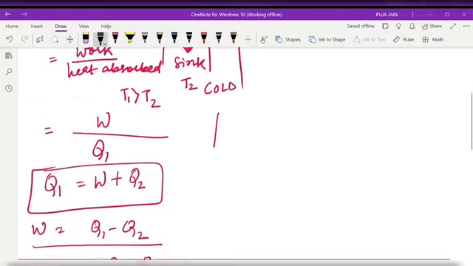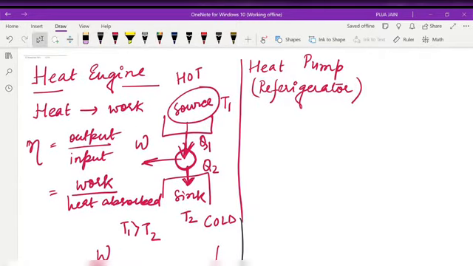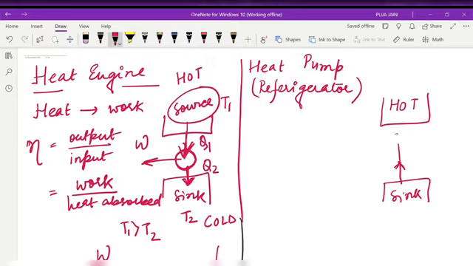Parallel to this we will also learn now what is heat pump or what is refrigerator. See, here what happens is just the reverse of the heat engine. This is the hot, that is our source, this is the sink. Here heat is taken from the sink. Work is done, see the arrow, and then the rest amount of heat is transferred to the hot, that is the source. This one is at a temperature T1, this one is at a temperature T2.